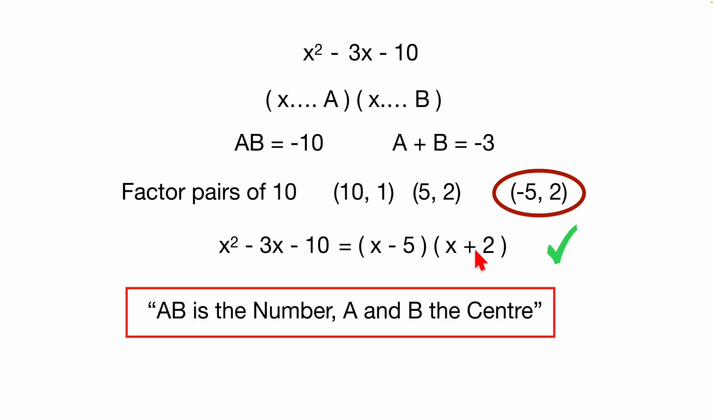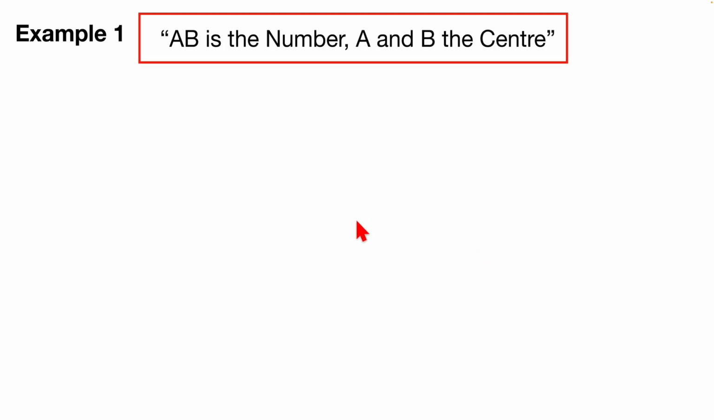Brilliant. Okay, now we'll do some examples. I'll give you the catchy phrase there. AB is the number, A and B the centre. Example 1. Now you can freeze the video now if you wish and have a go at it yourself. Or you can lazily sit back whilst I give you the answer. Good decision. Here we go.